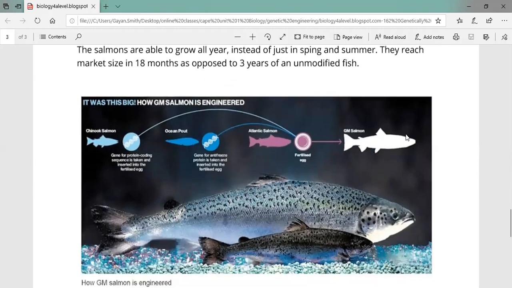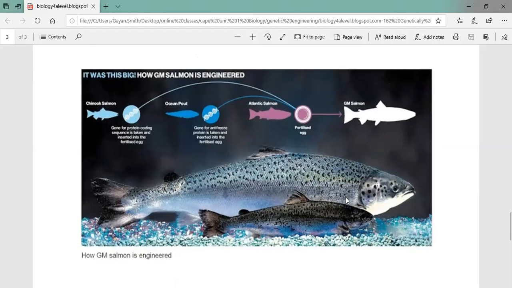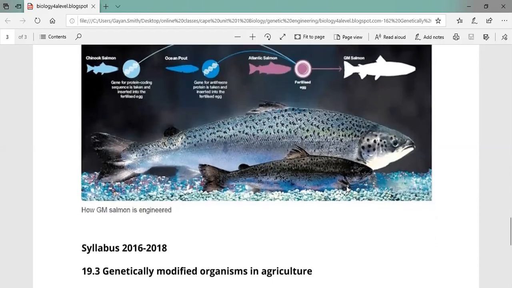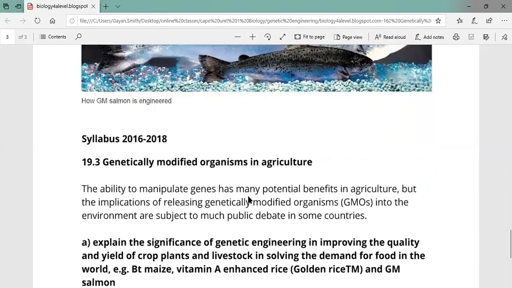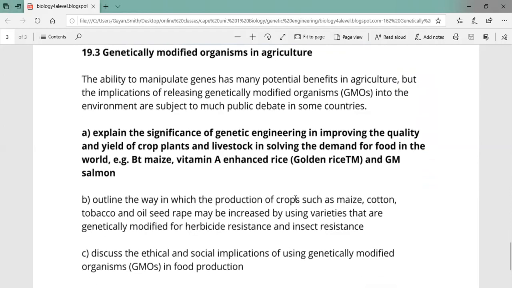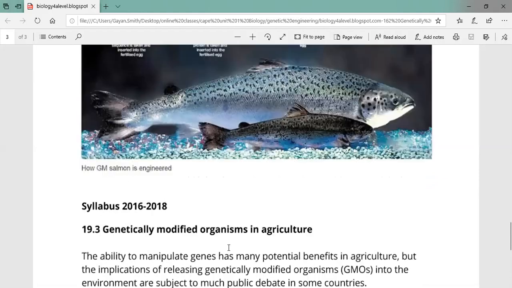So basically, these genetically modified salmon had genes inserted from 3 different species to create this genetically modified salmon that would be available in larger sizes and would be available all year round, essentially. And they are saying that this can help to curb the shortage of food, right? So that is somewhat a good thing, okay? So this is another question.